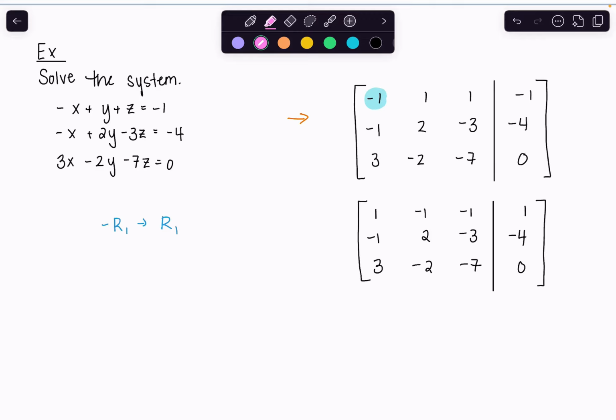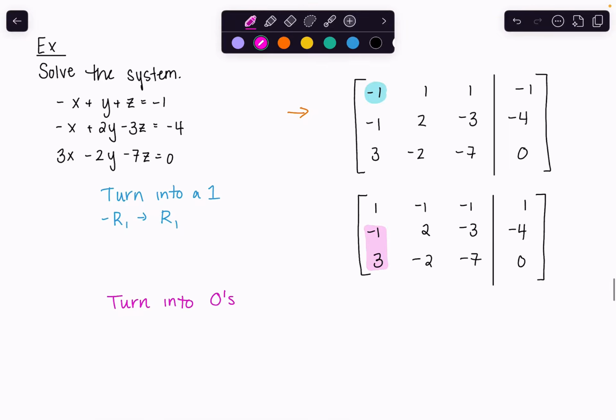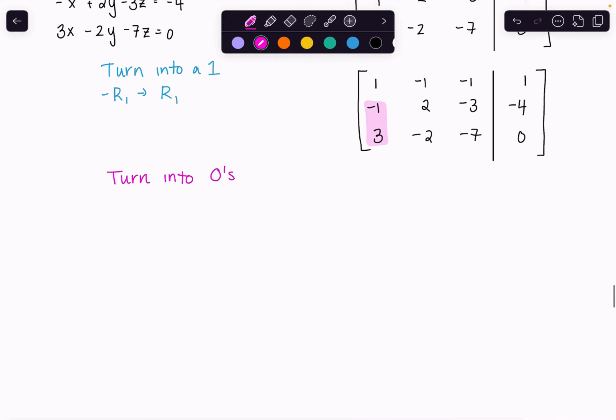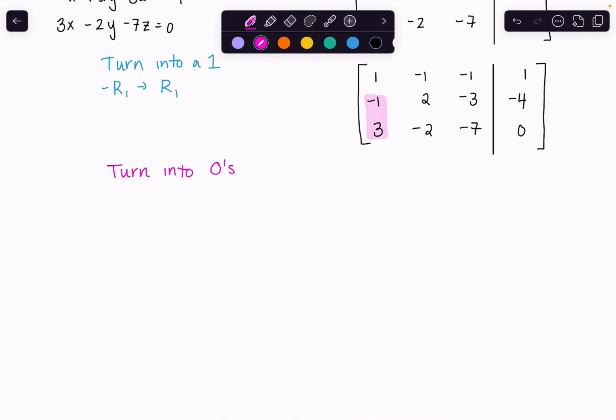Now I want to get zeros underneath it, so we're turning these two into zeros. Just to keep up with my work, we're turning this into a 1. Now we're turning these into zeros. Okay. So to make the first spot here a 0, I just really need to add them together because 1 plus -1 gives me 0.